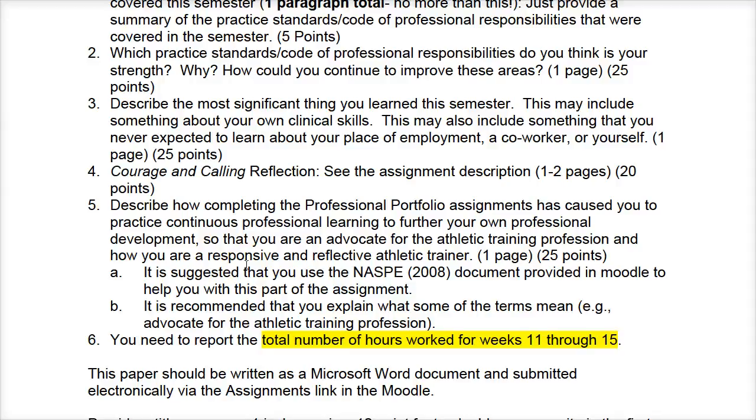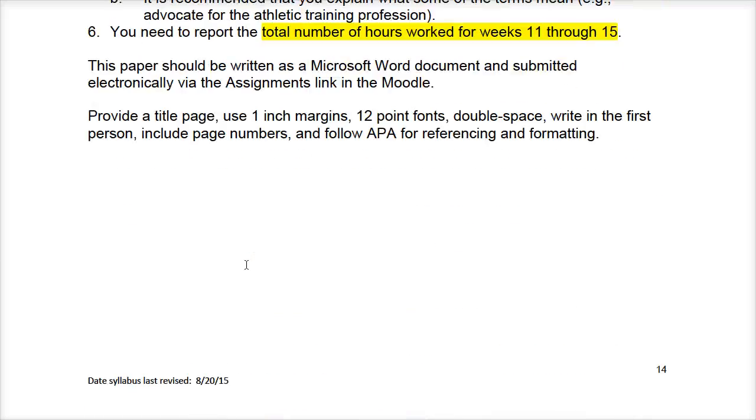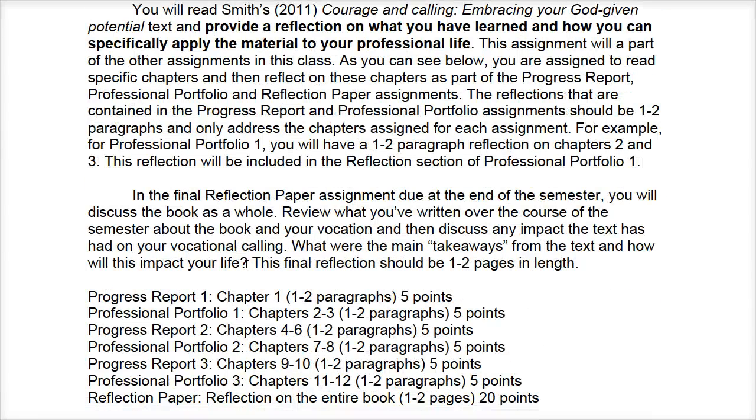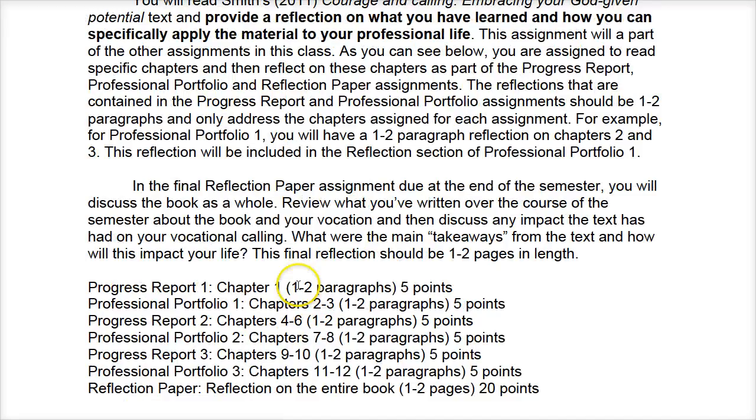The next section is the courage and calling reflection. We talked about that. I'll go ahead and review that again. The final courage and calling reflection is you're going to think about the whole semester of the book that you've read, all these different reports, and probably reread those because it changed over time. It's been 3 months or so. So read those, what you've learned about yourself and your calling and your vocation, and discuss any impact that text has had on your vocational calling.